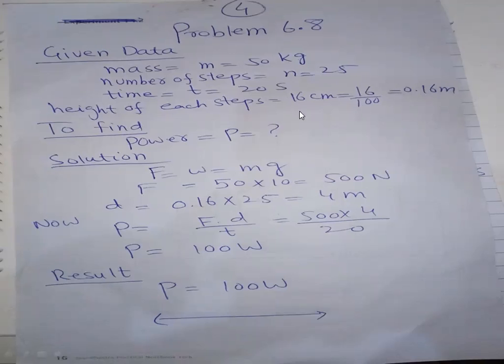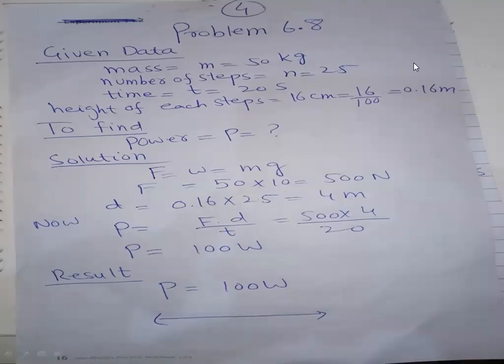Since this is in 16 centimeters, we need to convert this into meter. As you know, the SI unit of distance is meter, and height is also a distance, so its SI unit is meter. So how do I convert this? 16 divided by 100, you can convert this into meter, which is 0.16 meter. The other things are in SI unit already. Mass is already in kilograms, so we don't need to convert it.